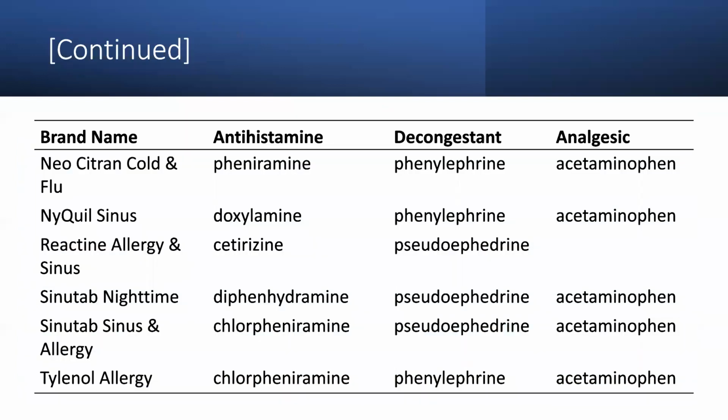Other than that, we have Neocitran cold and flu, NyQuil sinus, Reactine allergy and sinus, Sinutab nighttime, Sinutab sinus and allergy, Tylenol allergy. We don't understand when we go out which one to take when we are having allergies. So we have to see if we need an antihistamine, a decongestant, or an analgesic. We will choose the products accordingly.